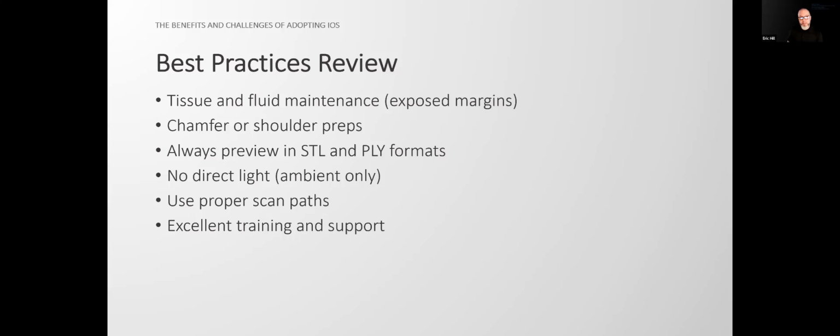Okay, best practices review. Of course, tissue and fluid maintenance is the number one thing here. So if you're scanning these in and you don't have good tissue or fluid maintenance, you're not going to get good results. You're at least going to get subpar results, and nobody wants subpar results. I know we have a lot of important people in this call, so I would anticipate that nobody in this Zoom meeting wants to get subpar results. Everybody here wants to get excellent results. So the way to do that is making sure that you have good tissue and fluid maintenance.